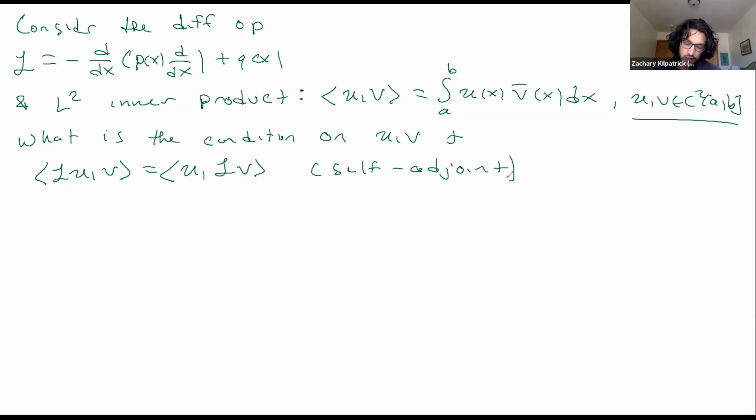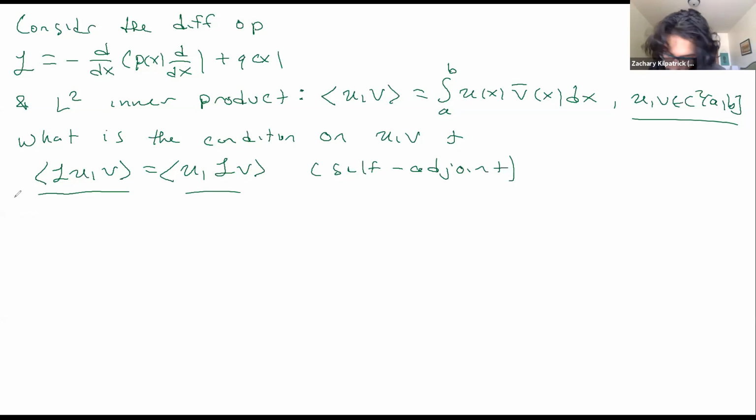So fine, how do we do this? Well, we just charge ahead. We just see what happens if we compute this L2 inner product. As you might imagine, we're going to use integration by parts to try and massage the L2 inner product into something that looks like this. So we're going to get conditions that ensure that that's true. Okay, so let's do it.